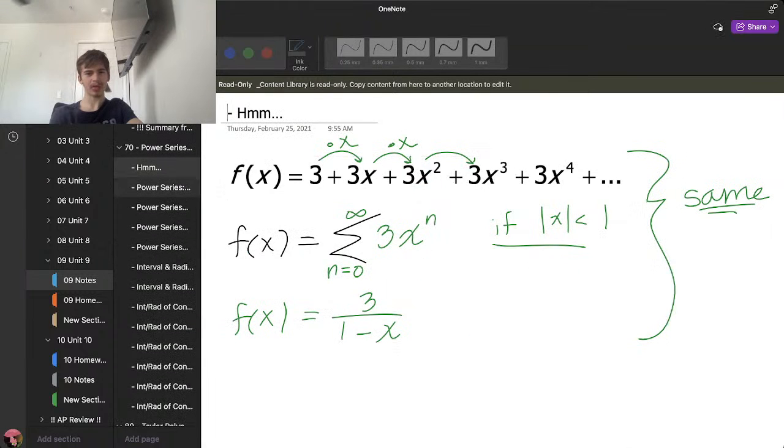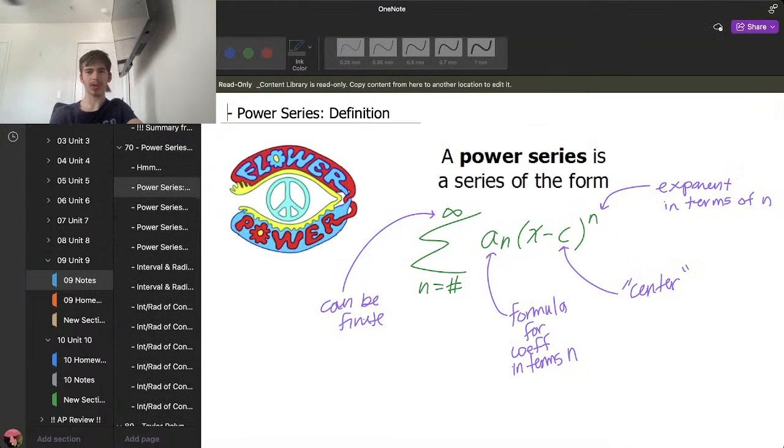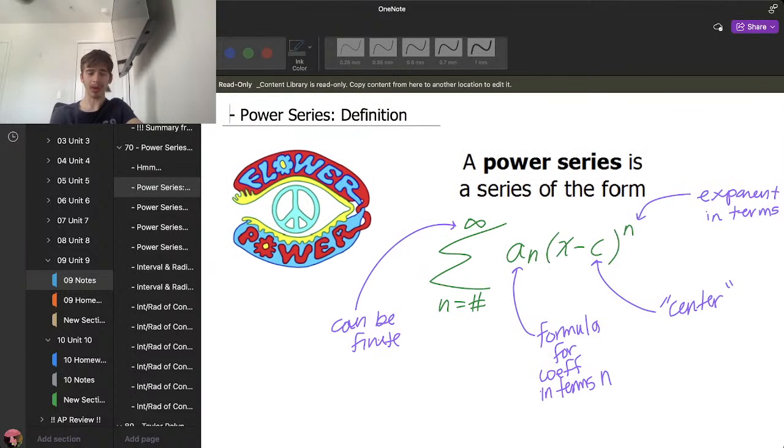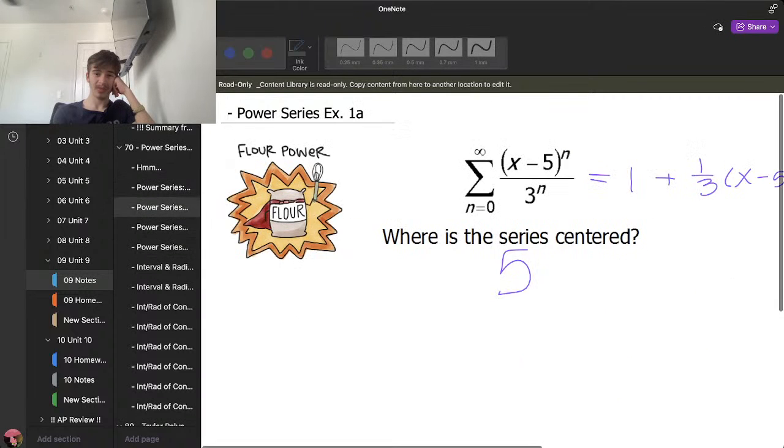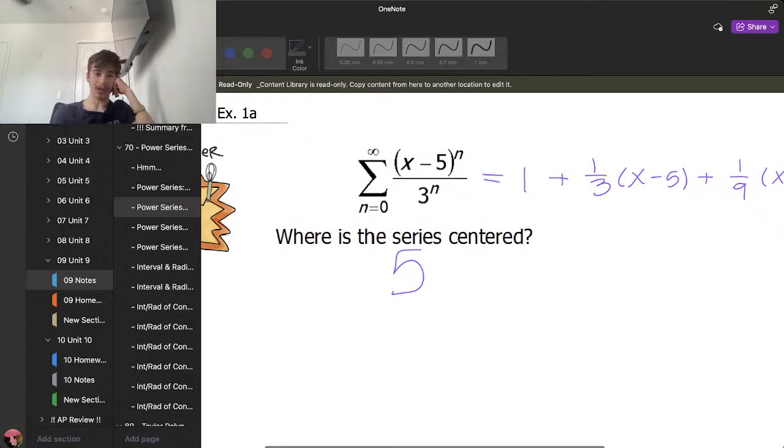Power series. Power series are in the form of a sub n times x minus center to an exponent in terms of n. There's a formula for the coefficient in terms of n. Can be finite, can be infinite. Centered at 5, because x minus 5.